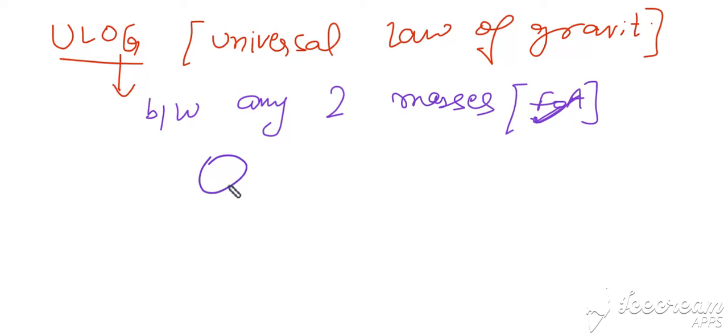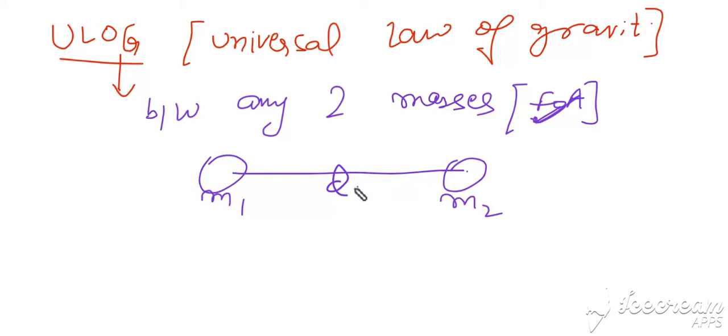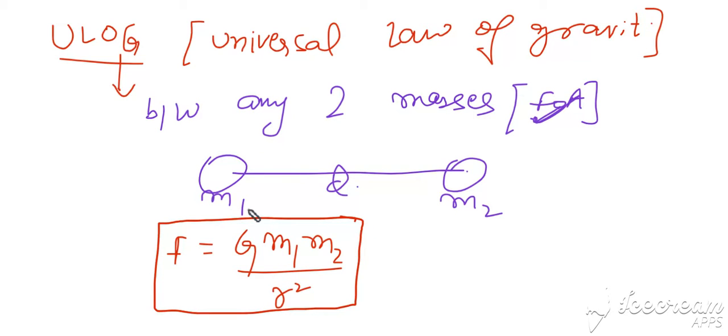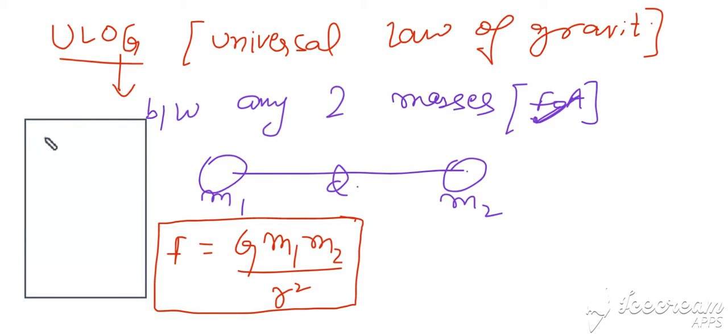So let us say the two masses are m1 and m2 and they are separated by a distance, say d, then the force between them will be given by the expression G m1 m2 by r square. But this was just the complete force which we have obtained. If I have to describe the universal law of gravitation in the examination, we will just say the force between the two masses is directly proportional to the product of the two masses and inversely proportional to the square of the distance separating them, right?